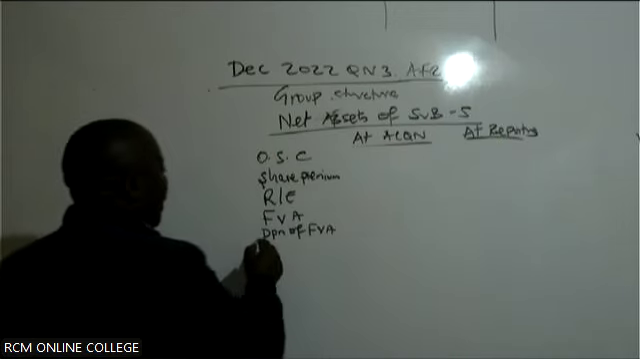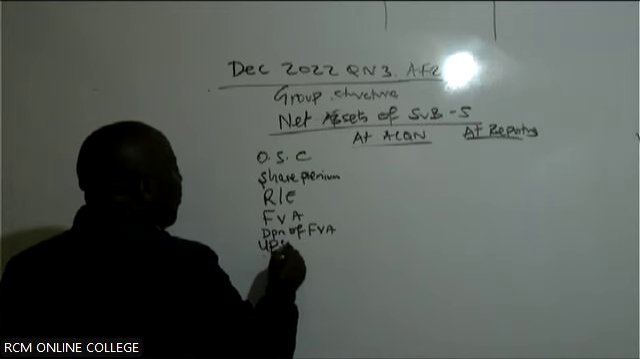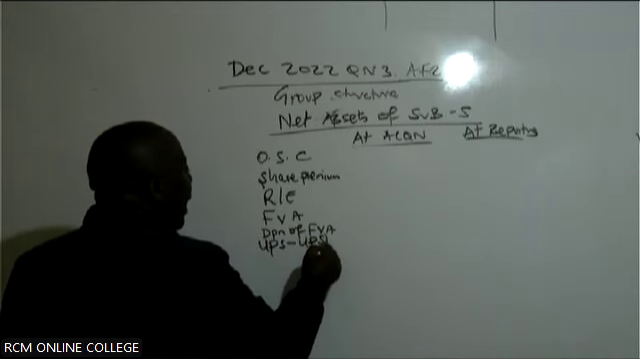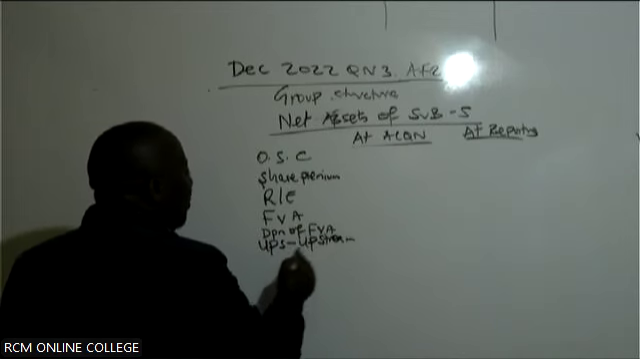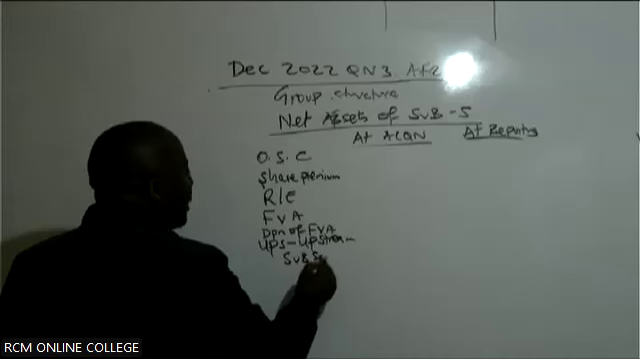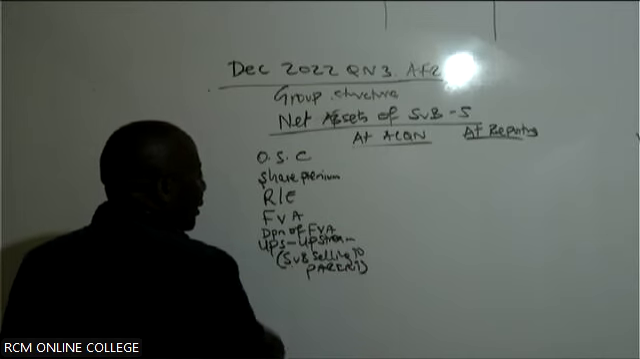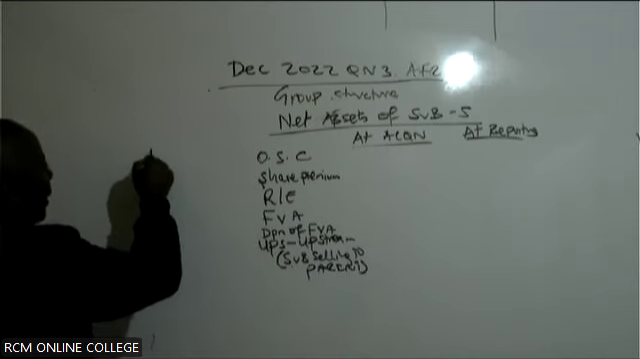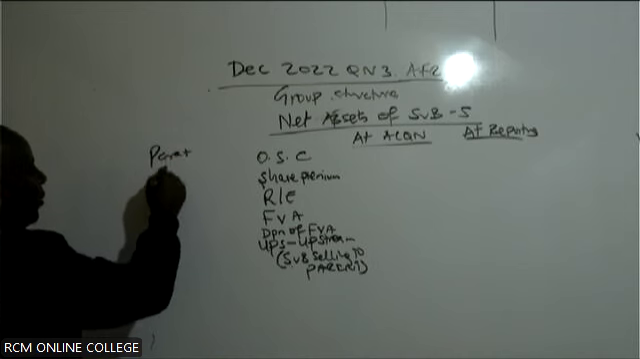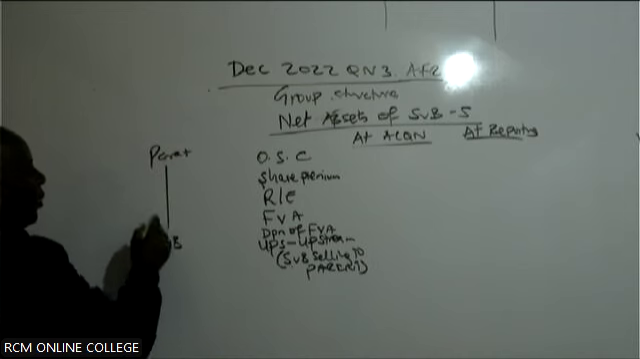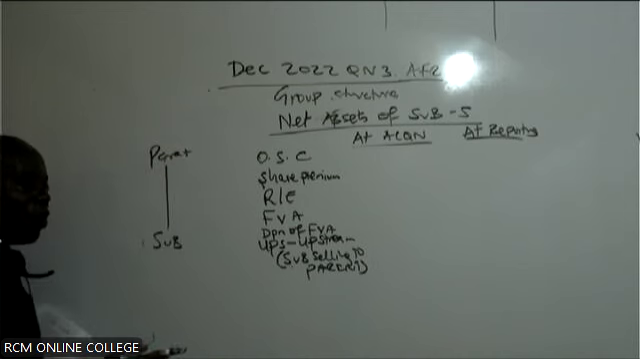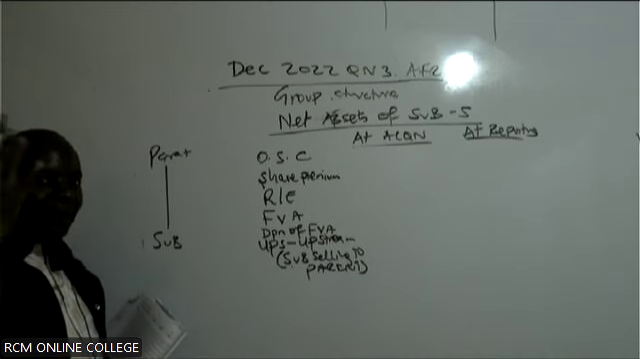UPS, whenever the transaction is upstream. Upstream means subsidiary selling to parent. We have the parent company here, and then in this case the sub. When the parent sells to the subsidiary, that's normal, because the parent is bigger.